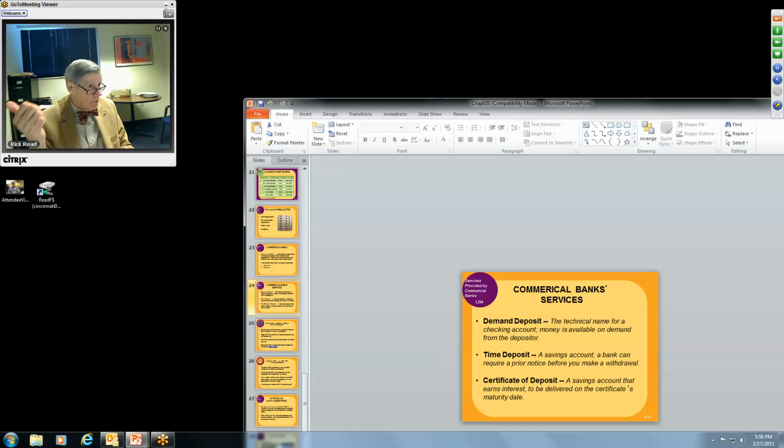Time deposit, on the other hand, is a savings account. And what I was talking about before, the bank can say, wait a minute, before you take out over a certain number of dollars, you need to give us prior notice, to make sure we have the money on hand. So let's say you have $50,000 in the bank, and you periodically take out $100 here, maybe put $100 back. Well, if you need money and you go to the bank and say, I need to take out $45,000, they say, no, you come back tomorrow and we'll give you $45,000. I'm not going to give it to you today.